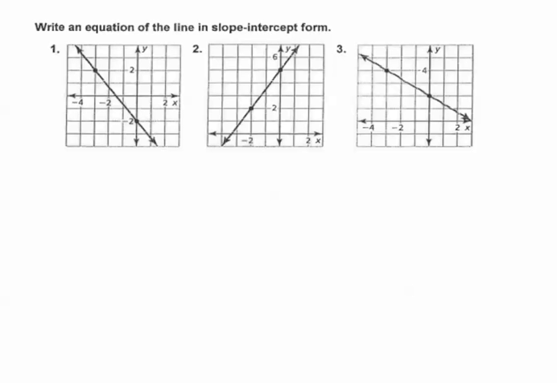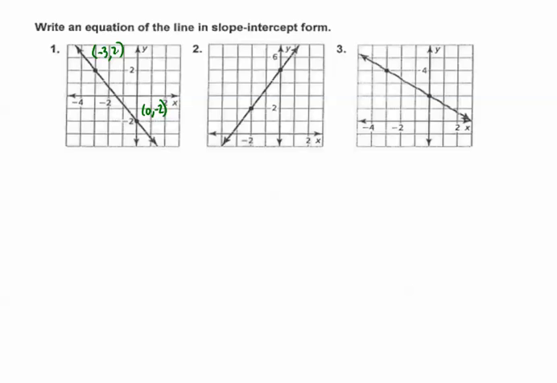Okay, on page 3 of the review packet, we start off with writing an equation of the line in slope-intercept form. And in this case, we clearly have the y-intercepts labeled in each of the graphs. So if we were to label the points that we have here, we have x is 0, y is -2. That's our y-intercept. And the other point is -3, 2.